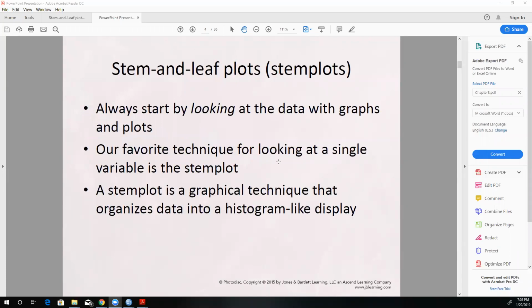So the stem and leaf plots, which is what I call it, or stem plots, which is what the textbook calls it, it's really a good way of starting your analysis. So it's always before you do any kind of very elaborate statistics, it's kind of nice to know what your data looks like. And so you really should always start looking at your data with graphs and plots, just sort of kind of seeing if you see patterns, because sometimes that will determine the type of analysis you conduct.